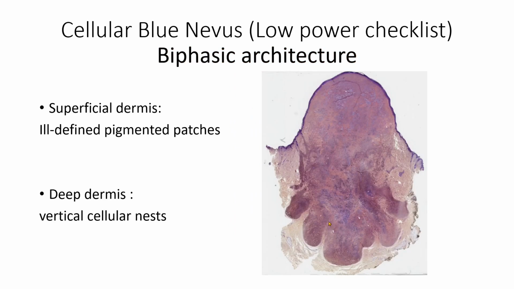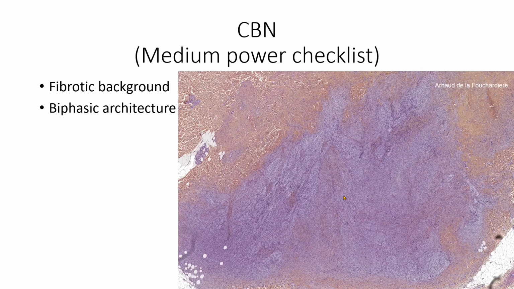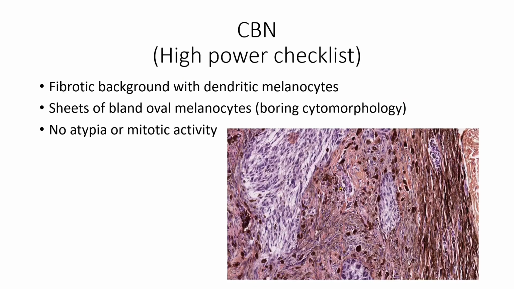Here are some other examples showing this biphasic architecture. At medium power, you will look for the fibrotic background, especially in the dendritic areas. And at high power, you will see the dendritic melanocytes, and in the areas that are cellular, there will be sheets of bland oval melanocytes. And this is what I call a boring cytology. There is no atypia or mitotic activity.